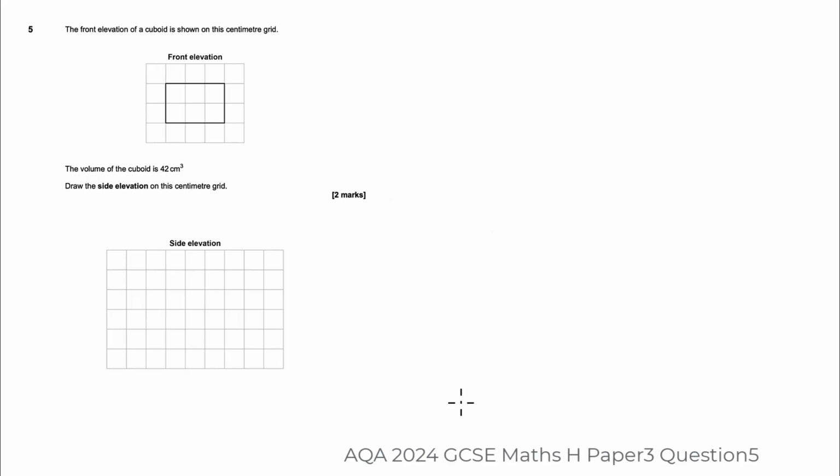So here we have question 5, and we're shown the front elevation of a cuboid, and we're asked to draw the side elevation of a cuboid, and we're told the volume of the cuboid is 42 cubic centimetres. Well, let's have a little look at building cuboids, and let's look at their front elevations and their side elevations.